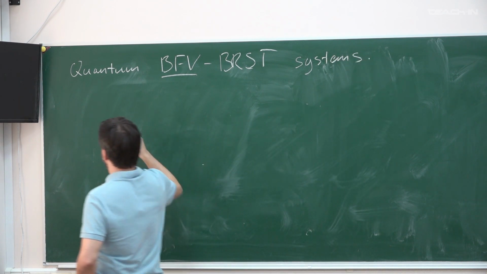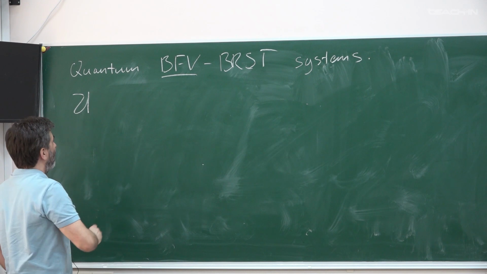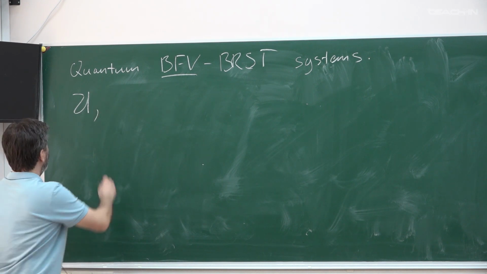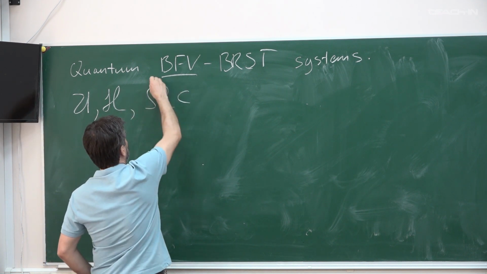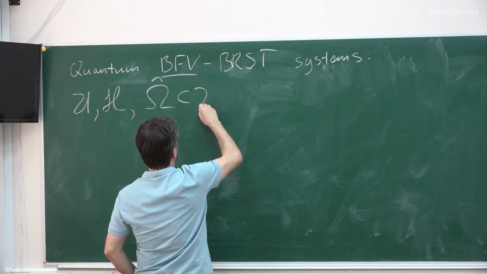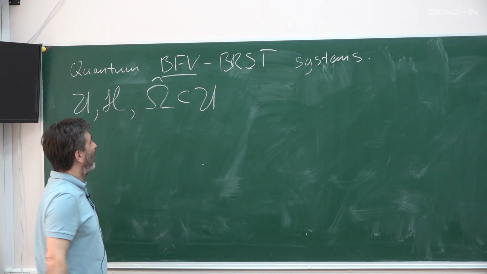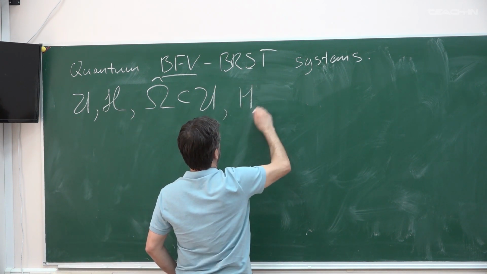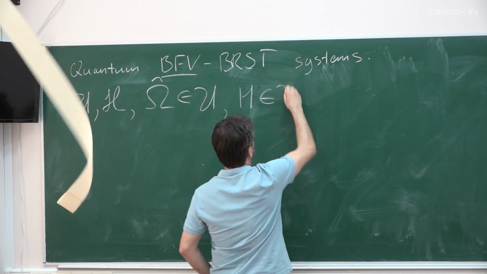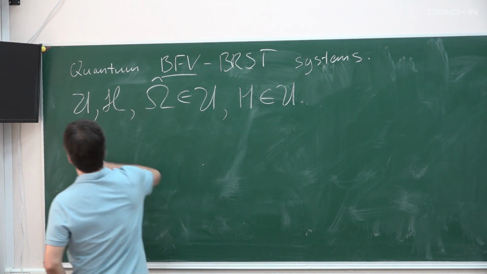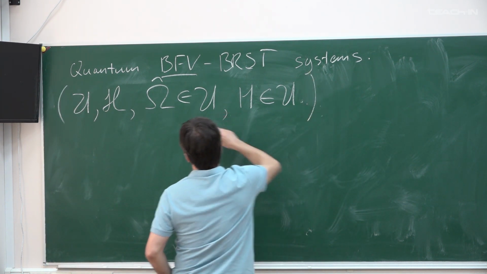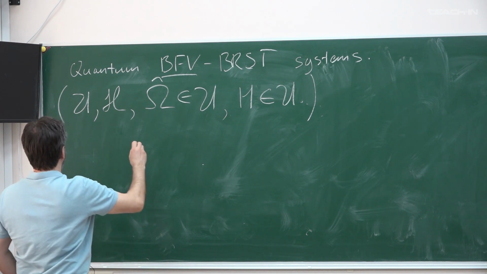So this means that we have an operator algebra, we have a representation space, everything is graded, we have a BRST operator, a distinguished element of this algebra, and we have our Hamiltonian, which is also an element of our algebra. So this data defines for us a quantum BFV system.